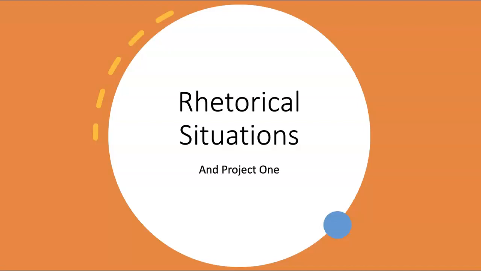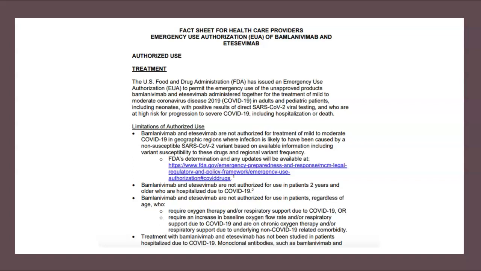Let's get started. Before defining a rhetorical situation, I want to show you that in many ways you already understand how to rhetorically read different text and images. Take a look at this fact sheet for health providers about treatment guidelines for COVID-19. This document may not be appealing to most of us, and we probably wouldn't choose to read the entire thing. It uses words that maybe we're not familiar with, and it just doesn't look very appealing.